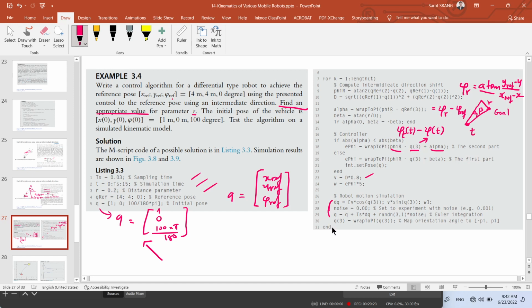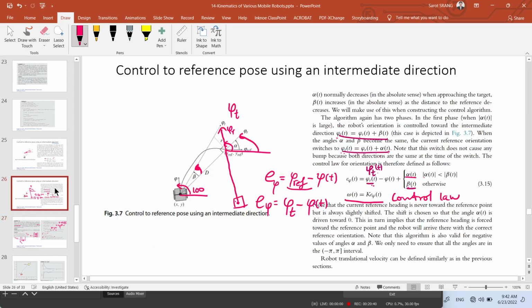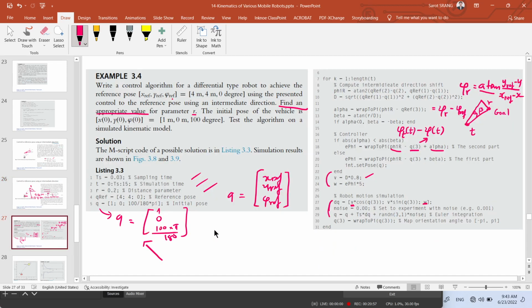So the effect of the velocity control law and the control law of orientation, from this equation, we expect that the motion of the robot would be along this curve that starts from the initial position here, moves along this curve, and then finally stops at the goal with the orientation as we desire. Any question?